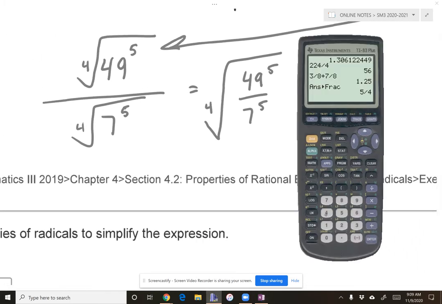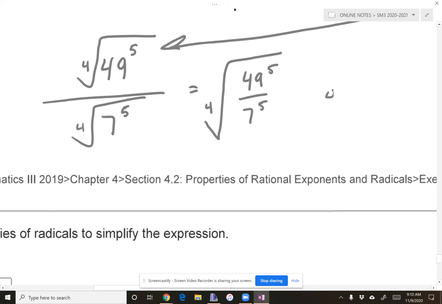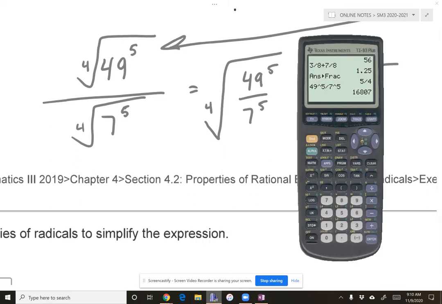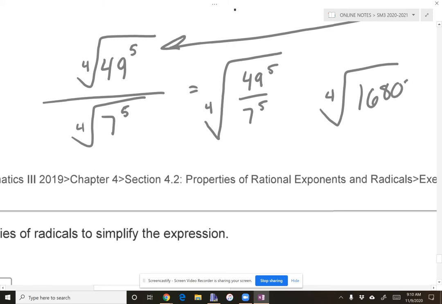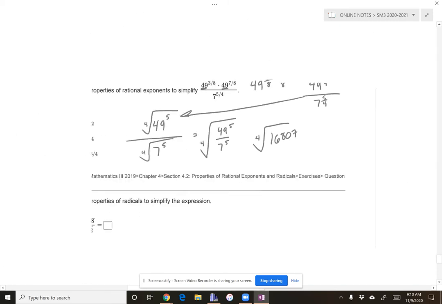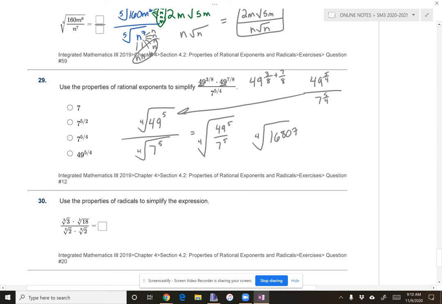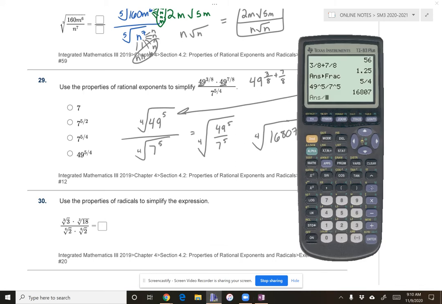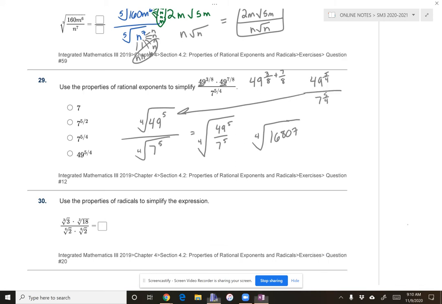I can use my calculator. I can go 49 to the 5th power divided by 7 to the 5th power. My goodness, and I get the 4th root of, that's ginormous, 16,807. That's got to simplify. So what I'm going to do there is figure out what that's divisible by. Let's see if it's divisible by 7. Yep, so it's 7 and 2401.